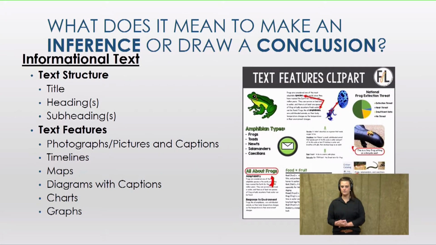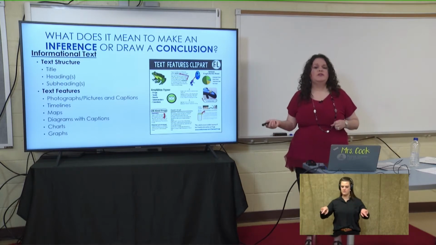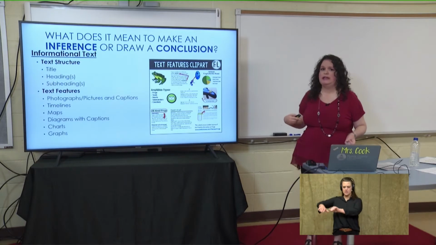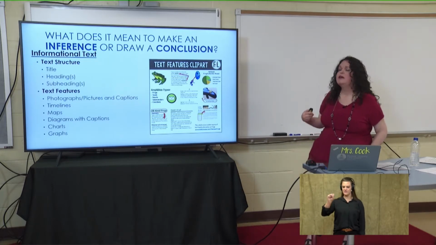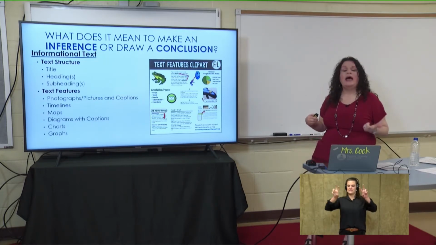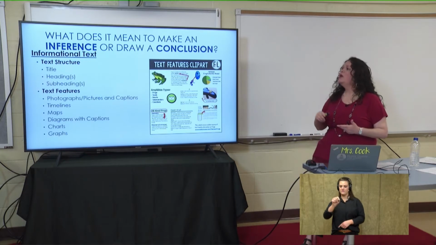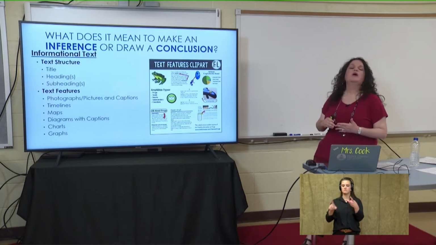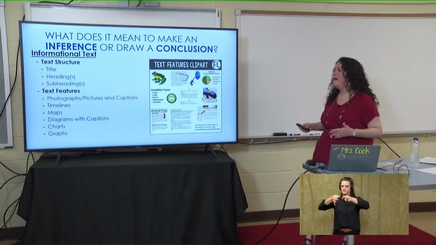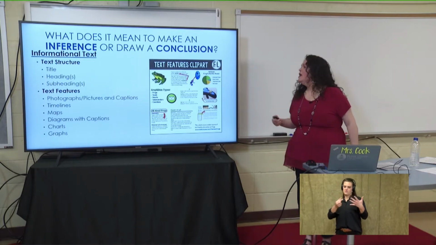Don't forget, boys and girls, that informational text looks different than literature. When you open your reading textbook at school, it looks very different than your science and social studies textbook. Many times it's due to the features that an informational text has, such as titles, headings, and subheadings. Also, it's attributed to the text features known within informational text, such as photographs, pictures with captions, as well as timelines, maps, diagrams also with captions, charts, graphs, tables, and such.